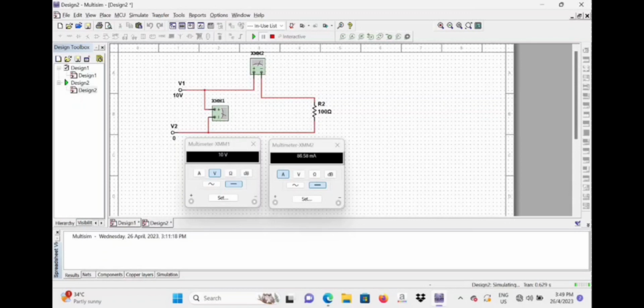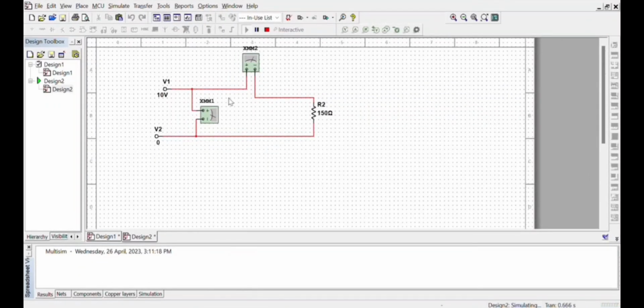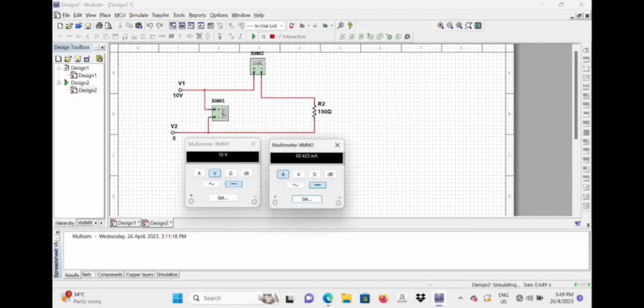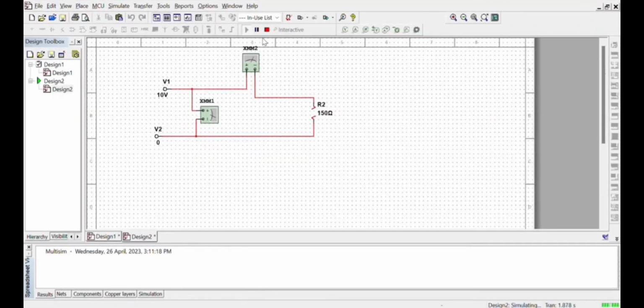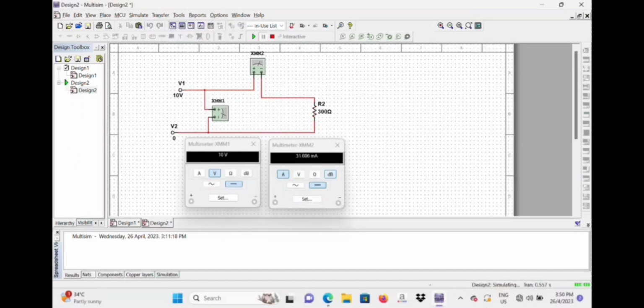First, for 100 ohm load resistor, for the voltmeter we get 10 volt, and for the internal resistance ammeter, we get 86.58 milliampere. Next, for load 150 ohm, for the voltmeter we get 10 volt, and for the internal resistance we get 60.423 milliampere. And for 300 ohm, we have voltmeter 10 volt, and we get the ammeter I1 as 31.696 milliampere.